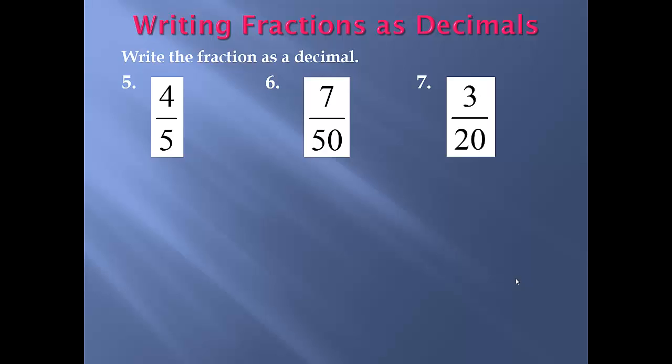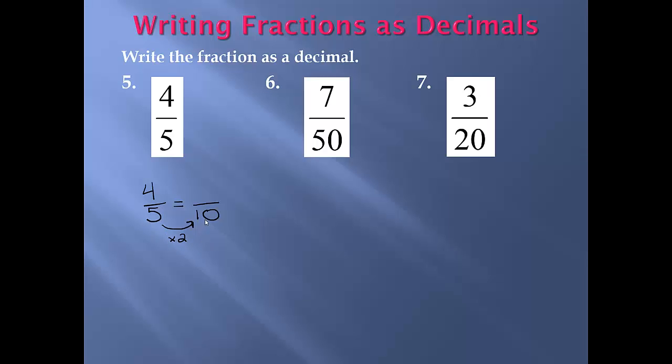Now we're going to use a different method to write the fraction as a decimal. So for number 5, we have 4/5. Sometimes we can convert the denominator to either 10, 100, or 1000, and that will help us write the fraction as a decimal. So for number 5, we could convert the 5 to a 10 by multiplying by 2. So we're going to start with 4/5, and we want to write an equivalent fraction or an equal fraction that has a denominator of 10. We said we could go ahead and multiply by 2 to get 10.